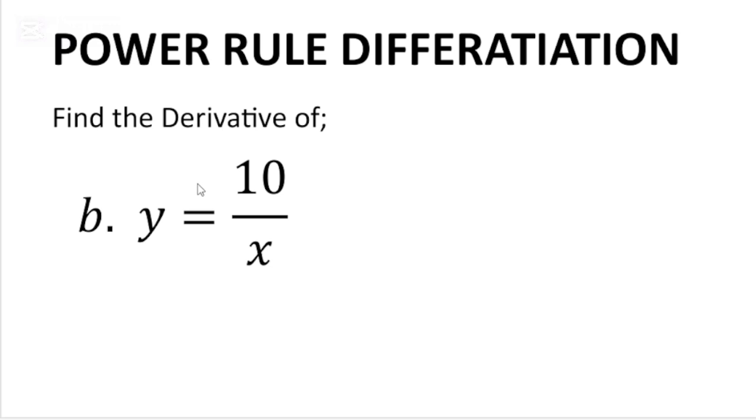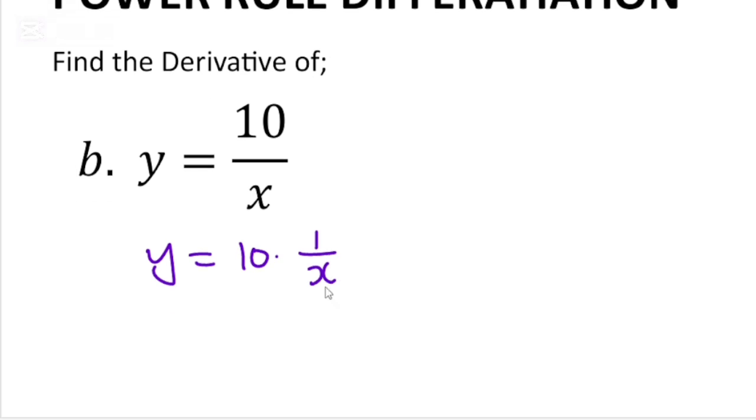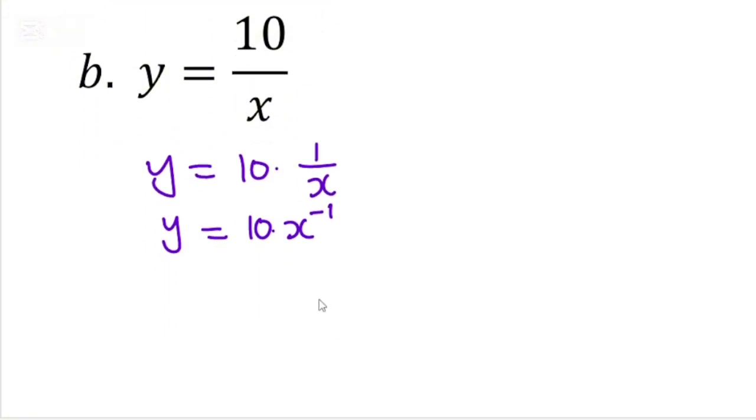All right, here is the next example. Feel free to pause the video, work it out, and then compare your answers with the answers that we're going to find together. So this function y can be rewritten as y is equal to 10 times 1 over x, so that we have 1 over x, which was in the previous example. So y is equal to 10 times x, which can be written as to the power negative 1 from the previous example.